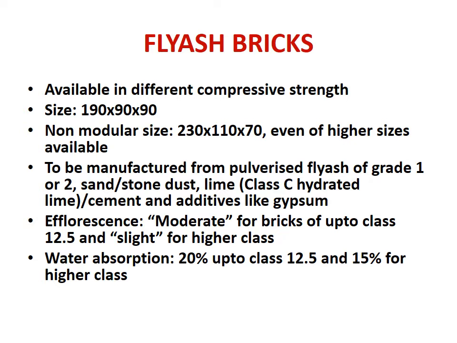And then they are manufactured from pulverized fly ash of grade 1 or grade 2. Then sand or stone dust is mixed in this, and lime or cement is mixed, and there are some additives. Efflorescence varies from slight to moderate based on their compressive strength. And then water absorption also varies from 15% to 20%. 15% is permissible for higher class than 12.5, and for 12.5 the maximum is 20%.